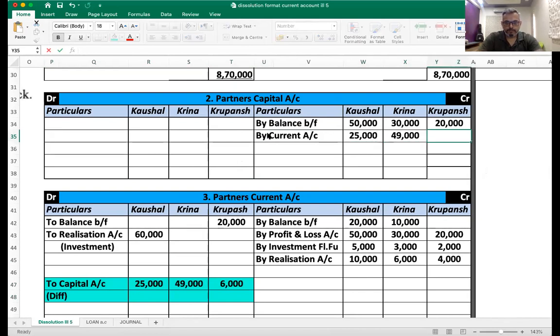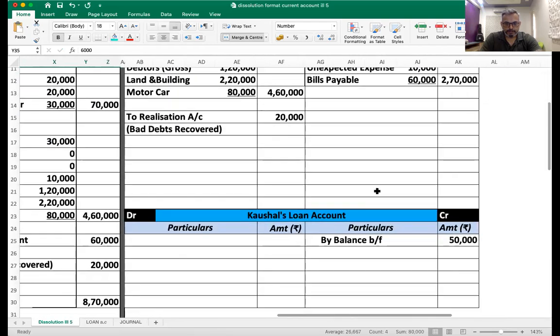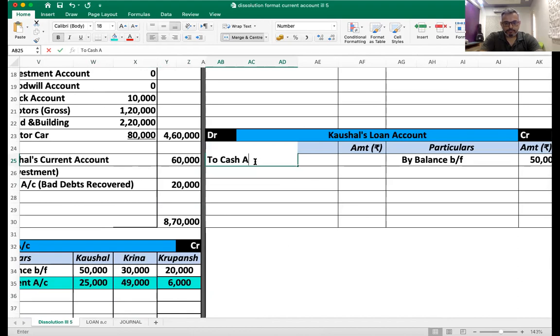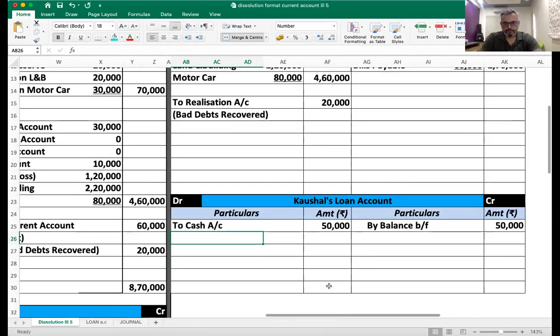49,000 and 6,000. Now, before we close the capital account, let's pay off the liability of Kaushal, which is still pending. So to cash, 50,000. We balance it. Account is squared up, so we total it. Rather, that's the right way of putting it.